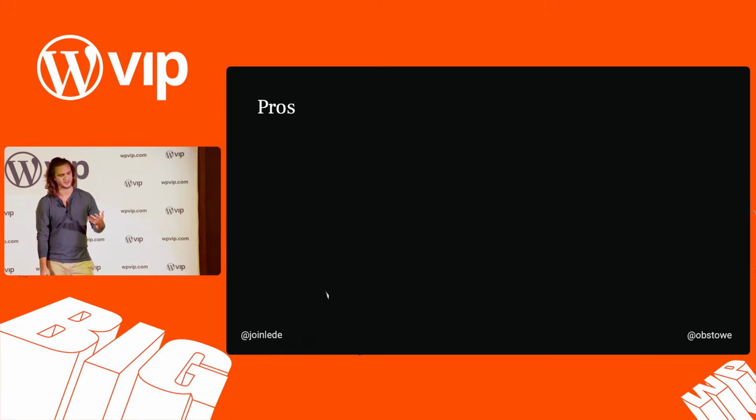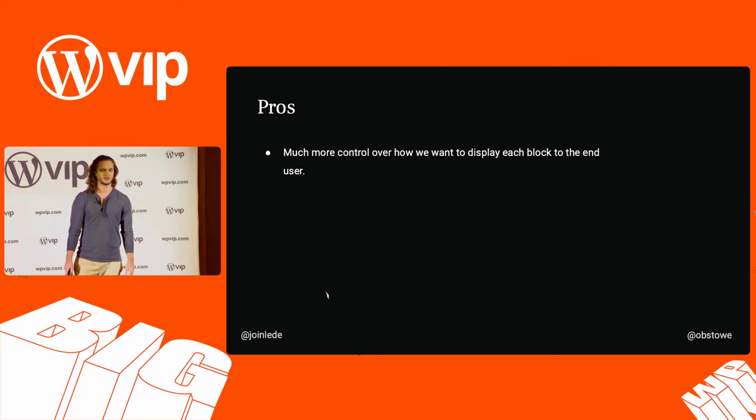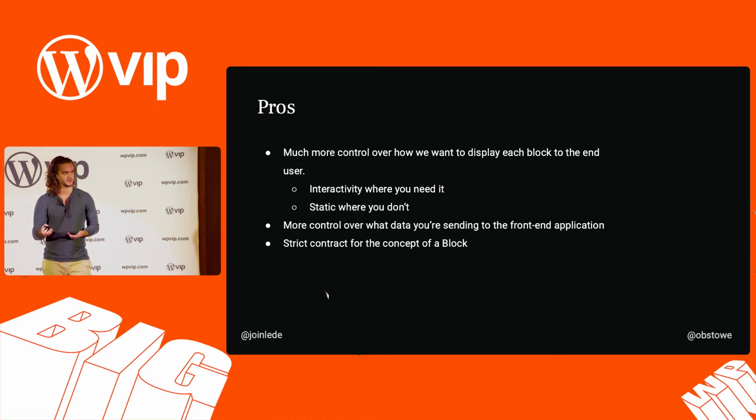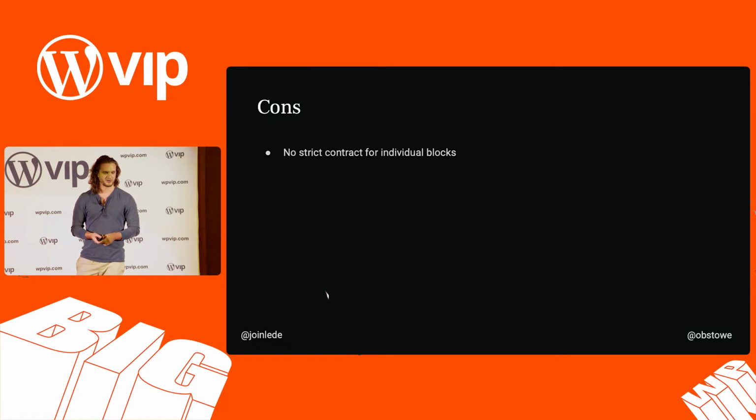All right, so to recap, some pros of this approach. You have much more control of how you want to display each block to the end user. Interactivity where you need it through React components, and static content where you don't. And you have more control over the data you're sending to the front-end application. And finally, you have a strict contract for the concept of a block. Cons to this approach are that there are no strict contracts for individual blocks, which I'll come back to in a second, and you still have some performance concerns.